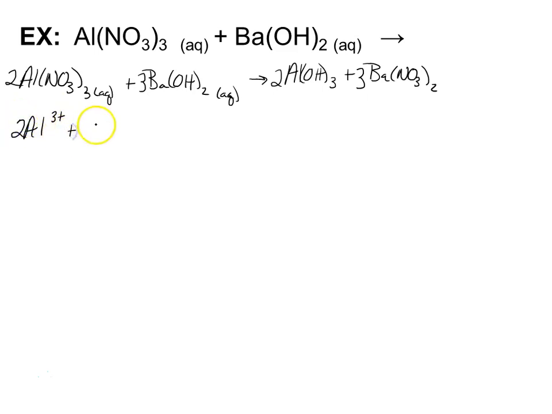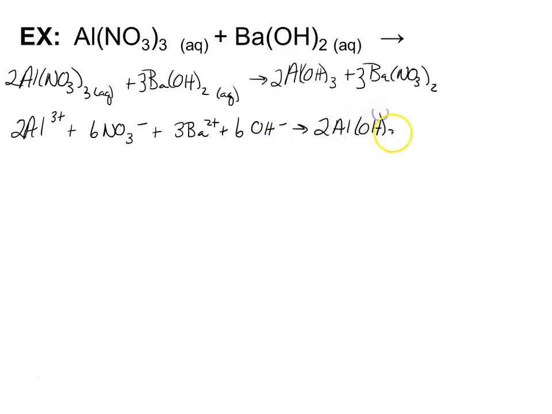Keep the coefficients. Okay, so I have nitrate ions. I have 3 nitrate ions within the aluminum nitrate, but then there's also 2 of them, so that gives me 6 nitrates, 3 barium ions, 6 hydroxides, yields 2 aluminum hydroxide. Now I'm not going to ionize this because it's a solid. And then I'm going to ionize my other spectator here.